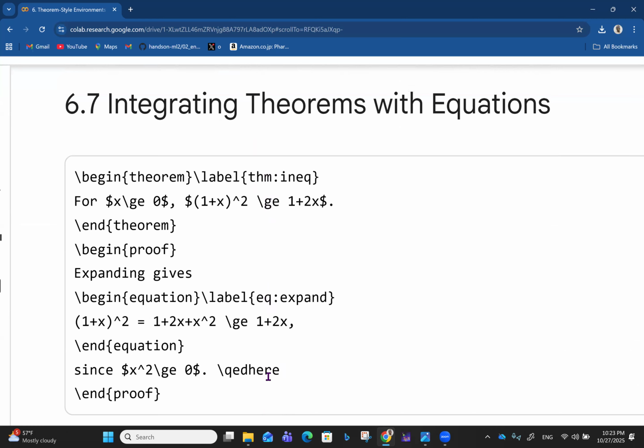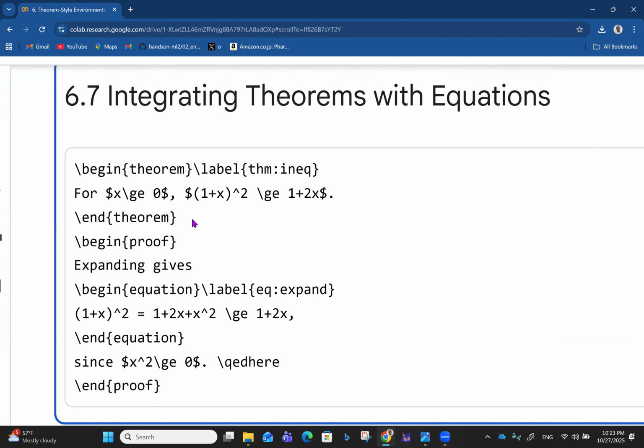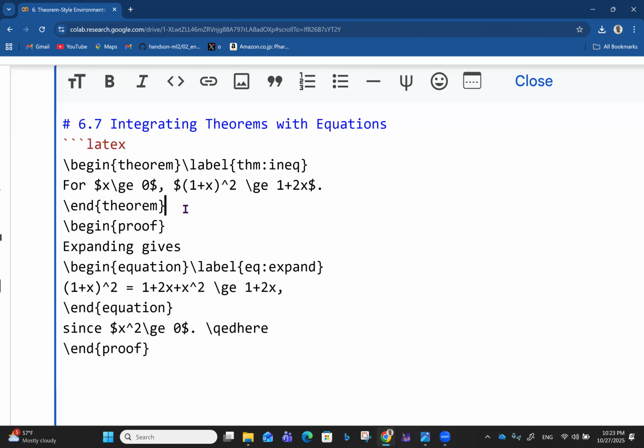Now, the next thing is how do you integrate theorems with equations? If, for instance, I have begin theorem, you label the theorem to be inequality, right? So you have for x greater than or equal to 0, (1 plus x) squared greater than or equal to 1 plus 2x. So that ends the theorem. So expand, to do the proof now. You see the theorem ends here, all right?